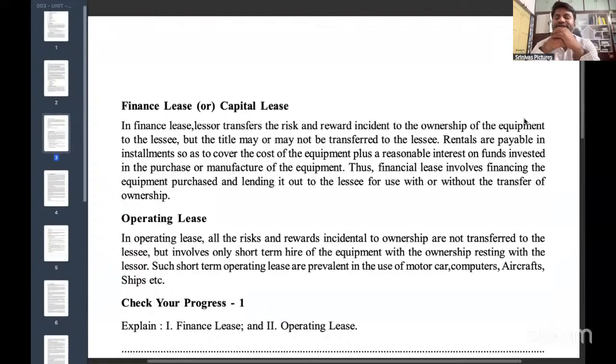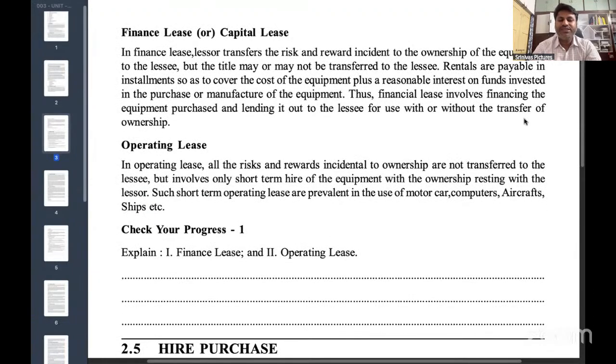So in a finance lease, he is going to transfer the risk and reward incident to ownership of the equipment to the lessee. But the title may not be transferred to the lessee. Ownership will not be transferred; ownership remains with him only. The rental or payable installments cover the cost of the equipment plus reasonable interest on funds invested in the purchase or manufacture of the equipment. This finance lease involves financing equipment purchase and lending it out to the lessee for use without transfer of ownership.